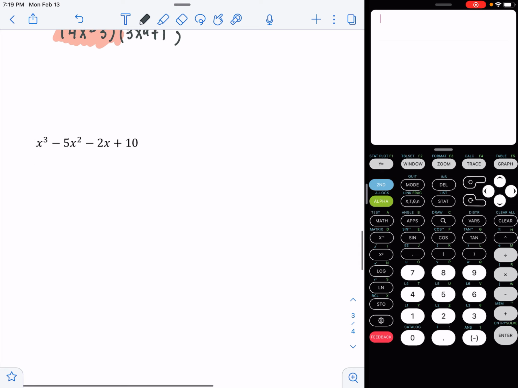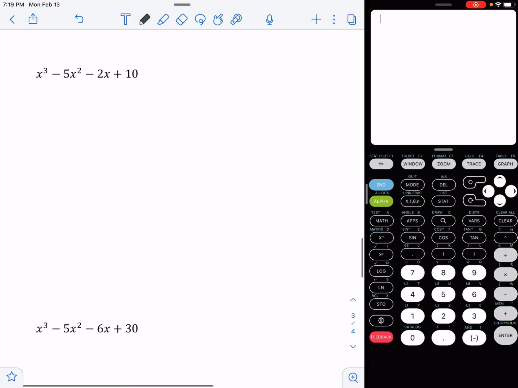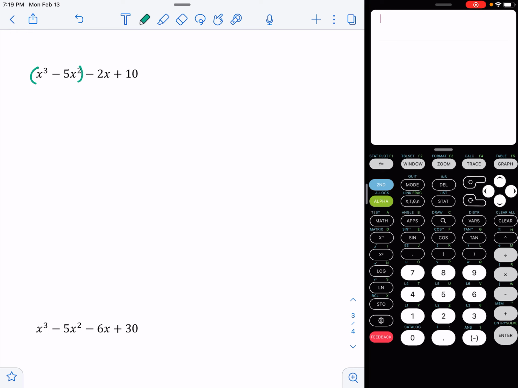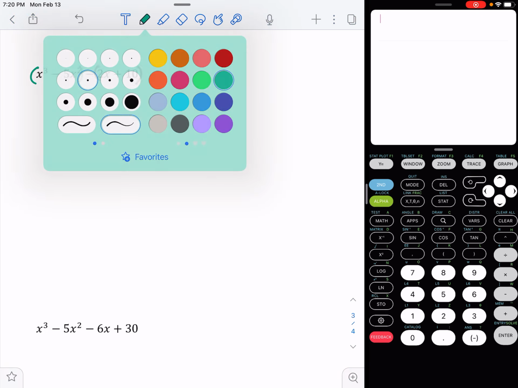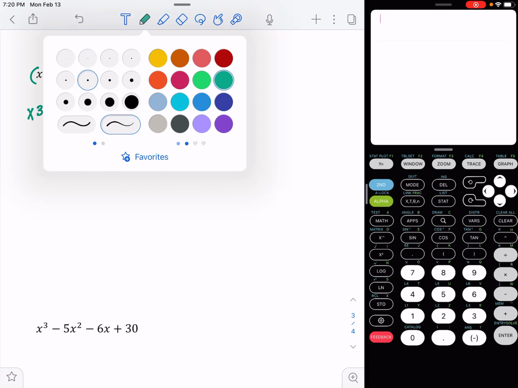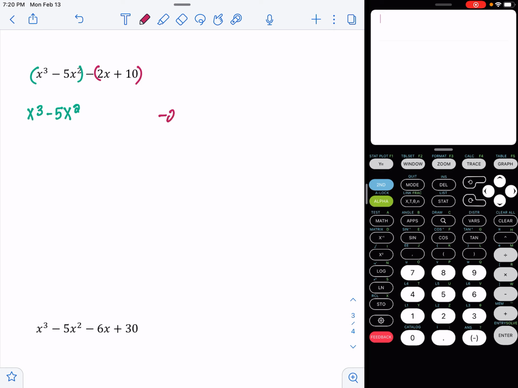Let's try another example together. So x cubed minus 5x squared minus 2x plus 10. So again, first thing I'm going to do is make 2 groups. Okay, so my first group is x cubed minus 5x squared. My second group is, be careful with that sign, negative 2x plus 10.